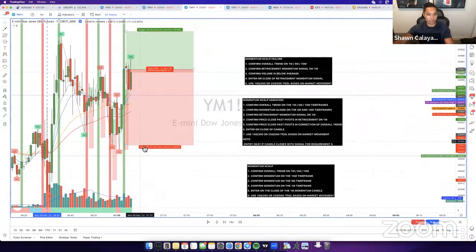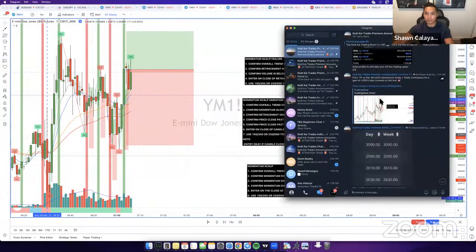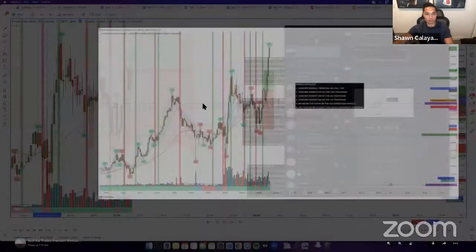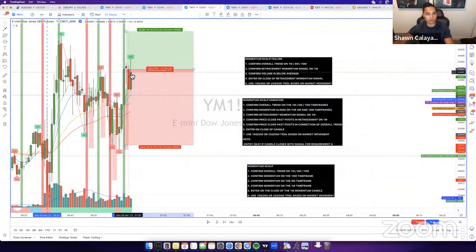I think this is the entry I took. Yeah, this is the one I took. It was a momentum scalp, but I entered late. This is the one that we took here. Price pulled back a little bit. I was like, okay, this was going to hit.